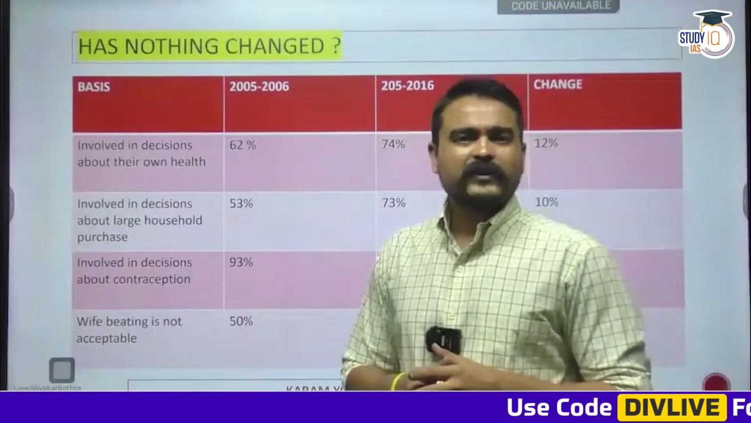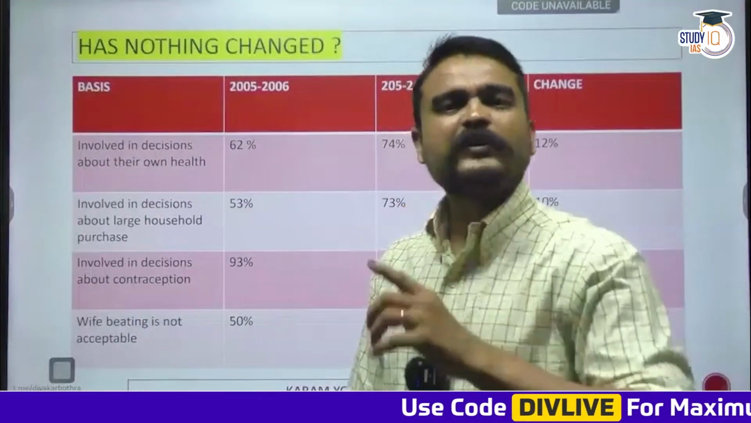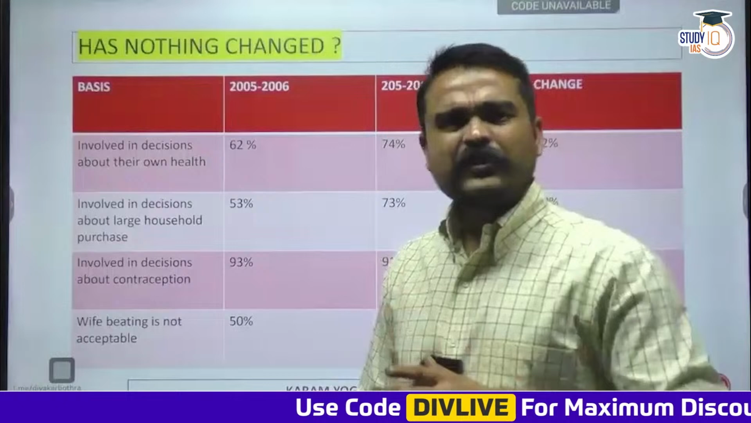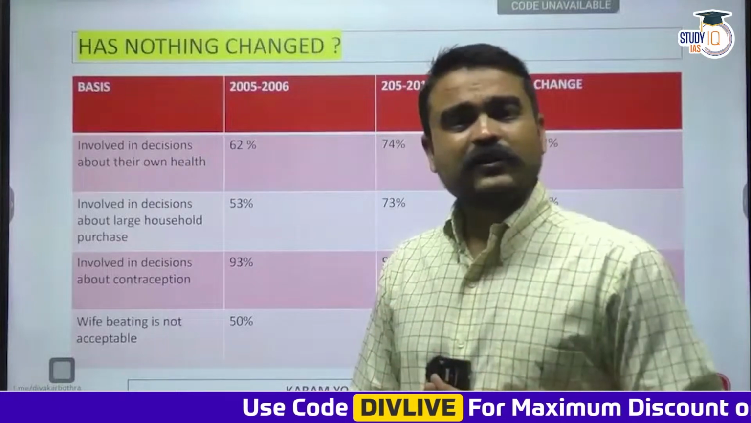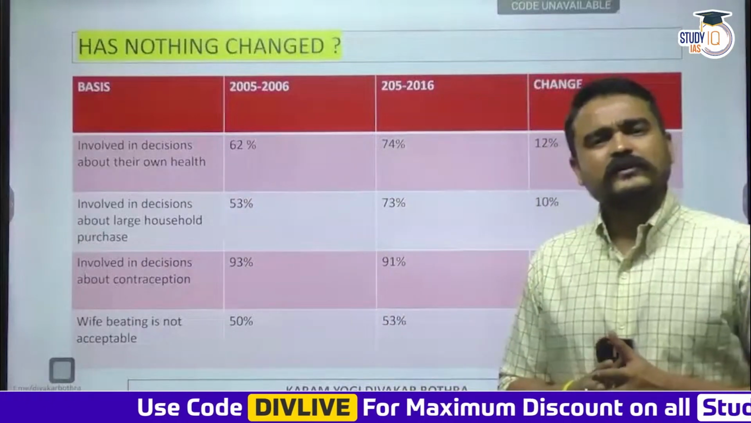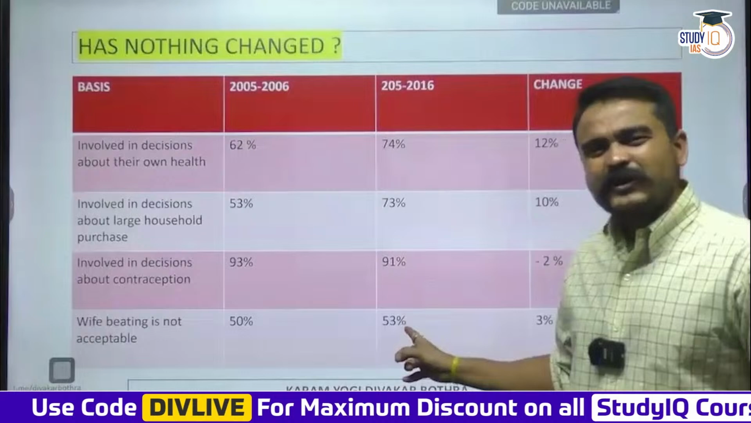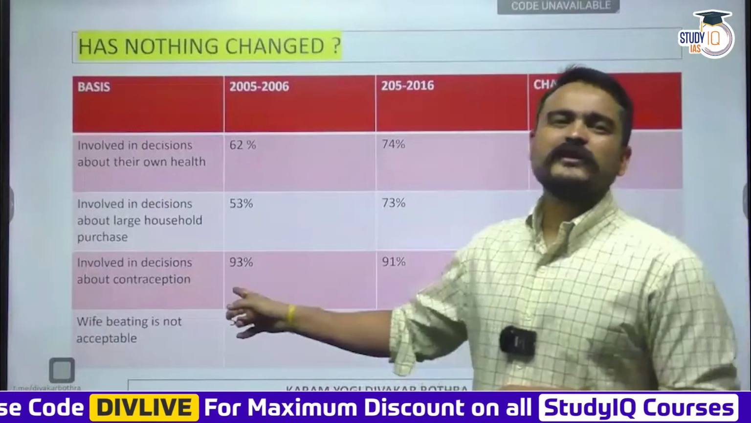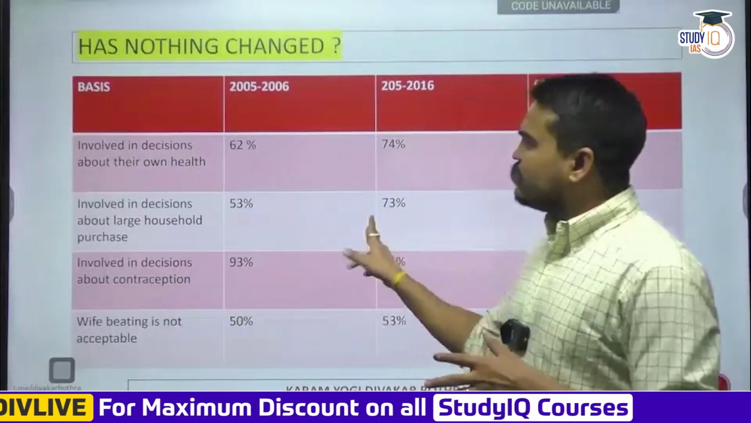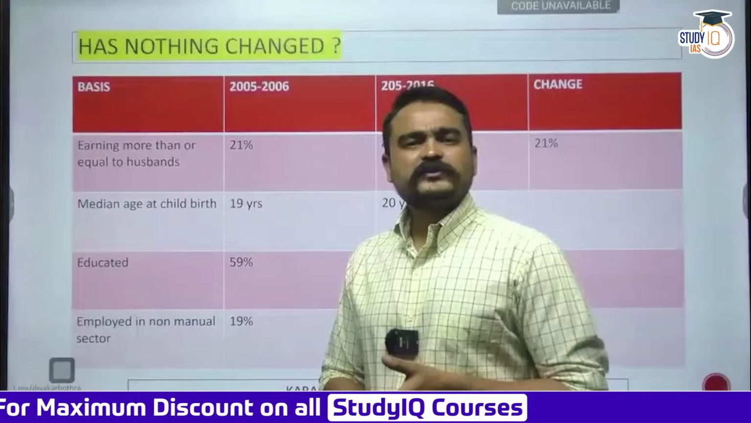Because when someone misuses it, law always operates on the principle of what? Guilty should be punished, but more than that, innocent should never be punished, even if a guilty is set free. And now, because of some culprit women, this law is getting misused, and many men often become a victim of it. Coming further, earning more than or equal to husbands.